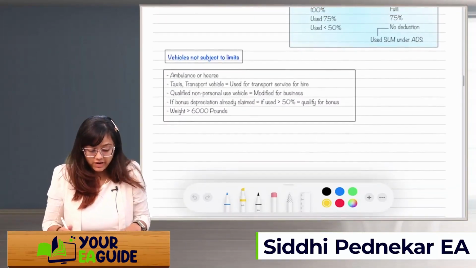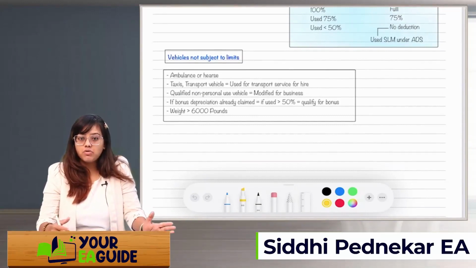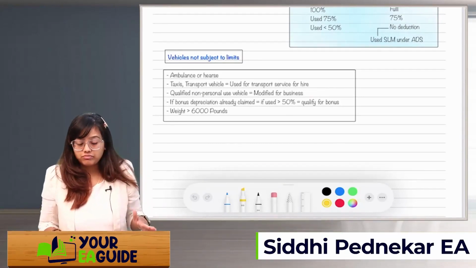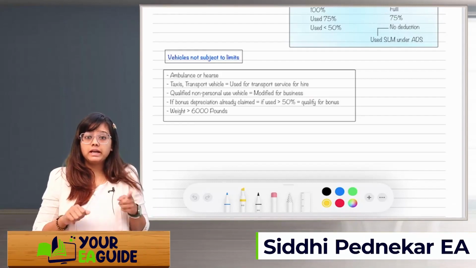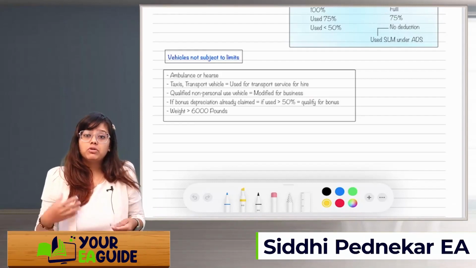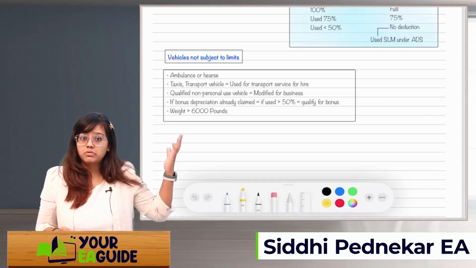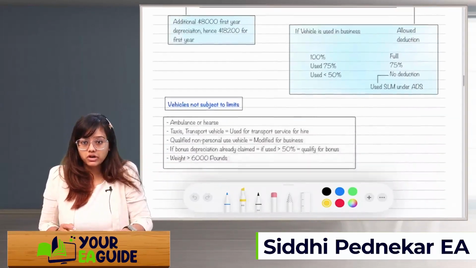Next is a qualified non-personal use vehicle, modified for the business. If it's a non-personal use vehicle that is just modified and used in the business, then it will not fall under this depreciation table. If bonus depreciation is already claimed, and you're using it more than 50%, then it will qualify for bonus depreciation. You cannot claim the bonus depreciation first and from the second year fall under this table. So it's not allowed.